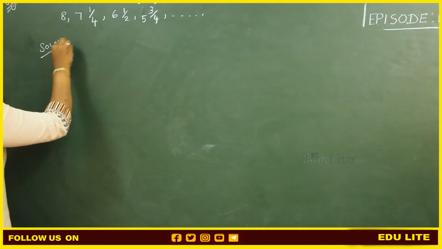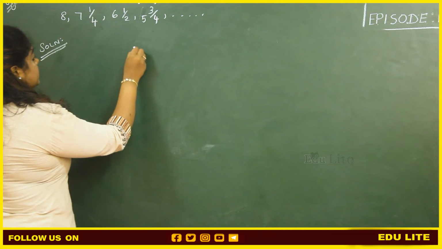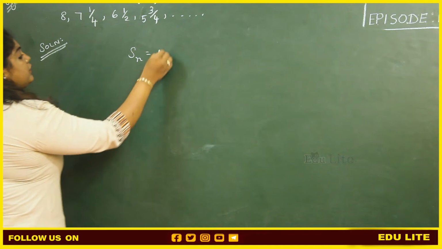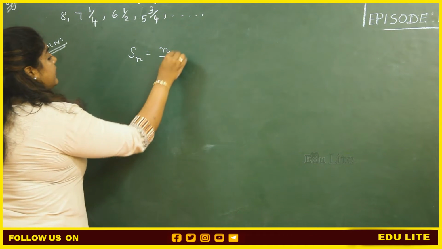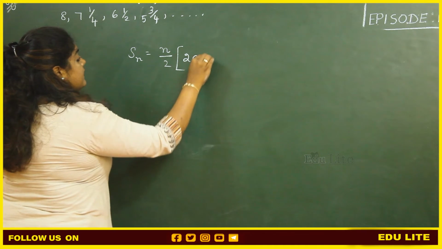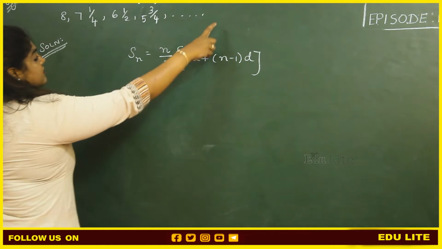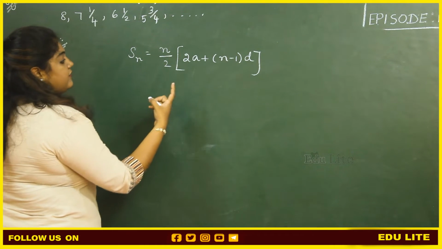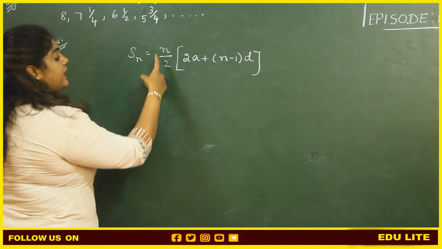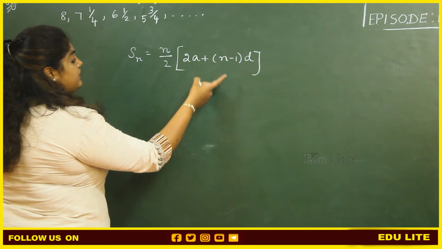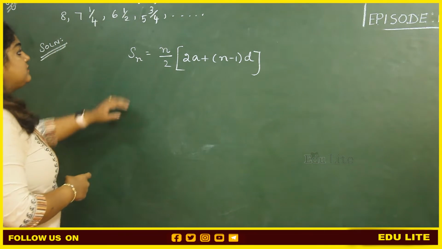We have to find Sn, that is the sum of the first 15 terms. For the Sn formula, we have to use n by 2 into 2a plus n minus 1 into d, because in this series the last term is not given. Therefore, we cannot use the other formula, n by 2 into a plus L.